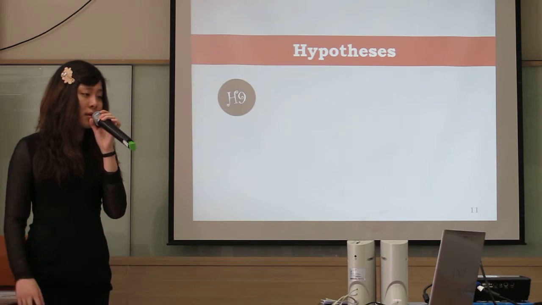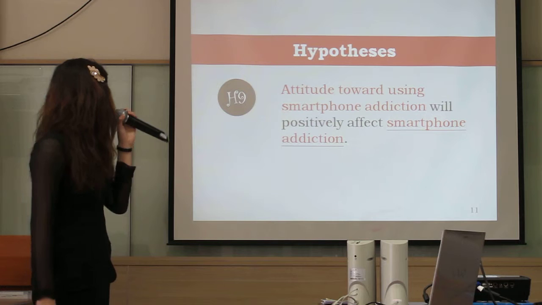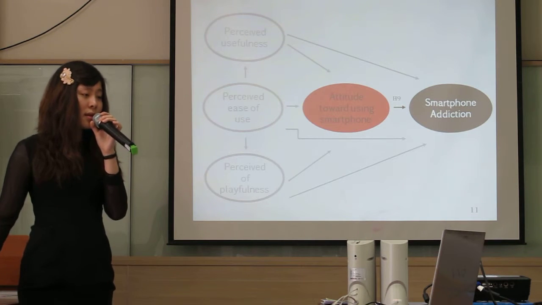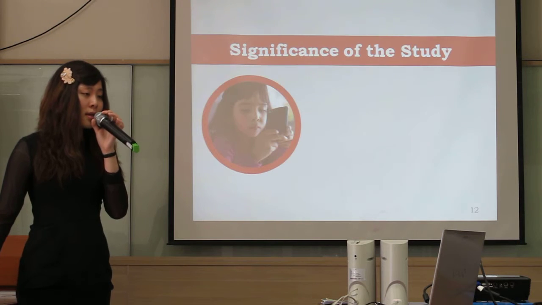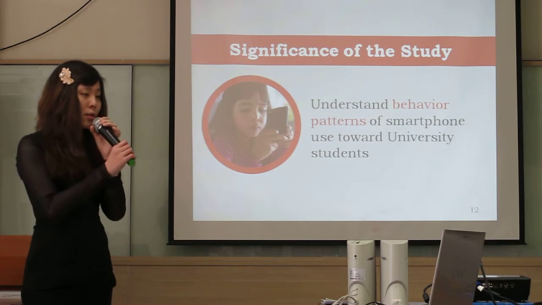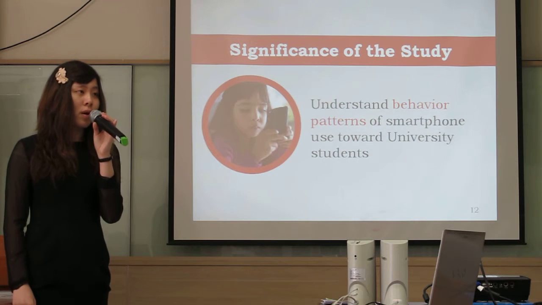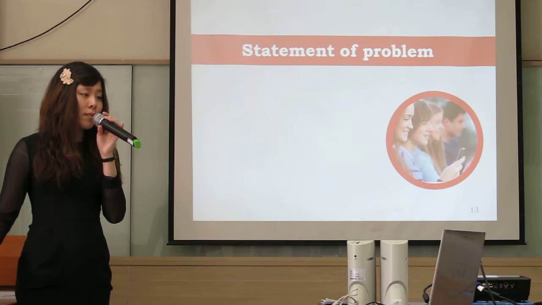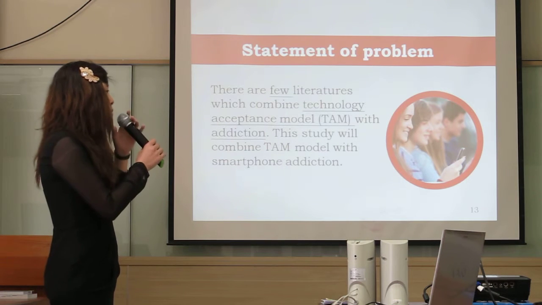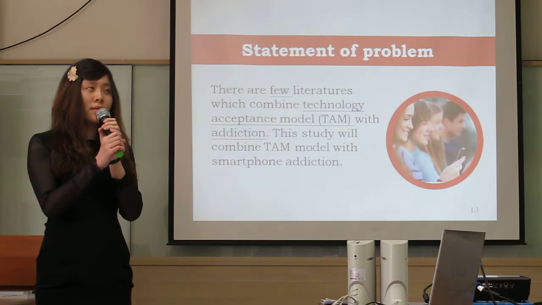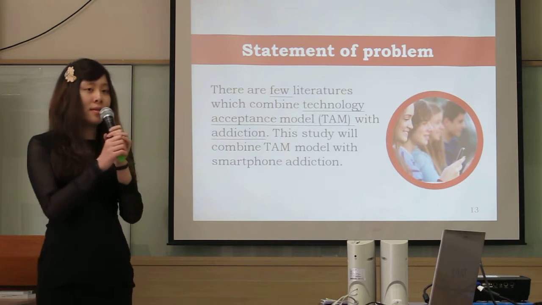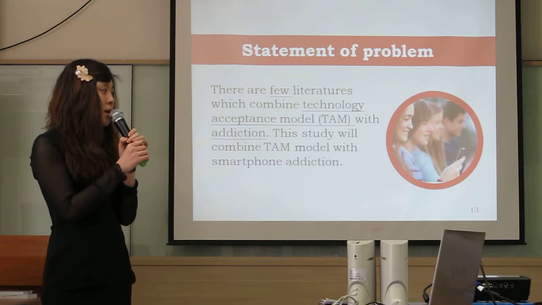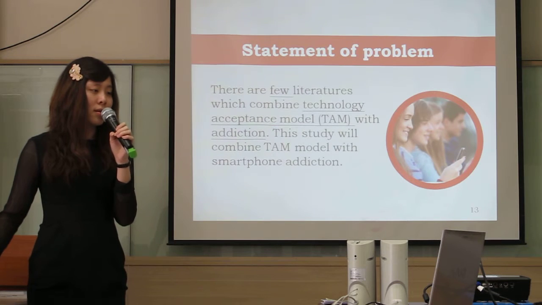And final one, hypothesis 9. Attitude toward using smartphone will positively affect smartphone addiction. And this is hypothesis 9. Significance of the studies is to understand behavior patterns of smartphone addictions toward university students. And statement of problem is there are few literatures focused on technology acceptance model and addiction. So this study is going to combine technology acceptance model with smartphone addiction.